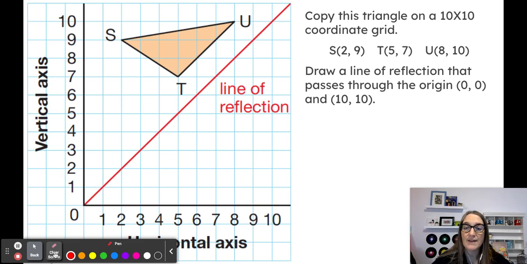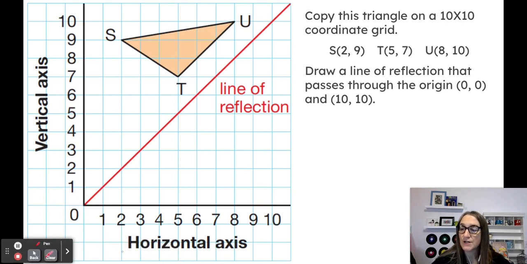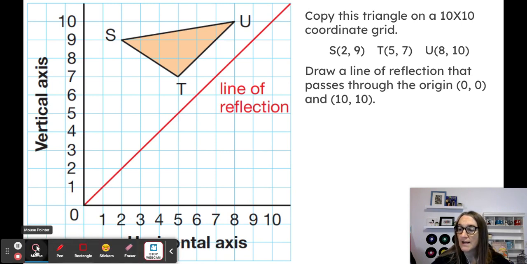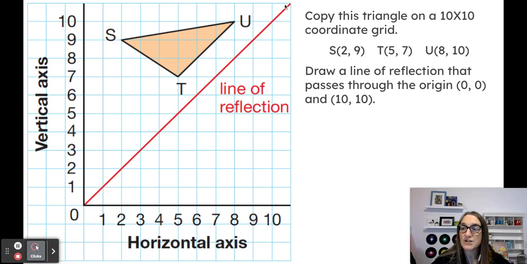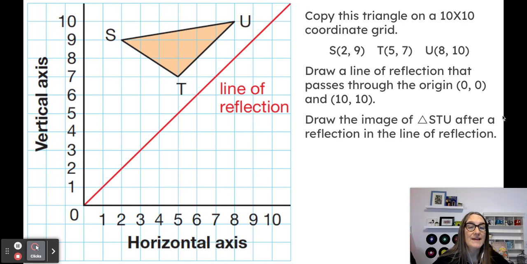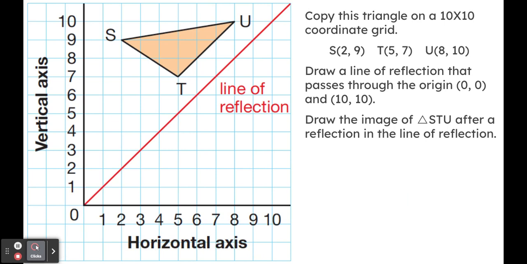So I'm going to clear all that out, and you're going to make sure that your line of reflection passes through both the origin and point 10, 10. All right, next step is to draw the image of triangle STU after a reflection in this line of reflection. I'll make my camera go away now so you can see the rest of the instructions.